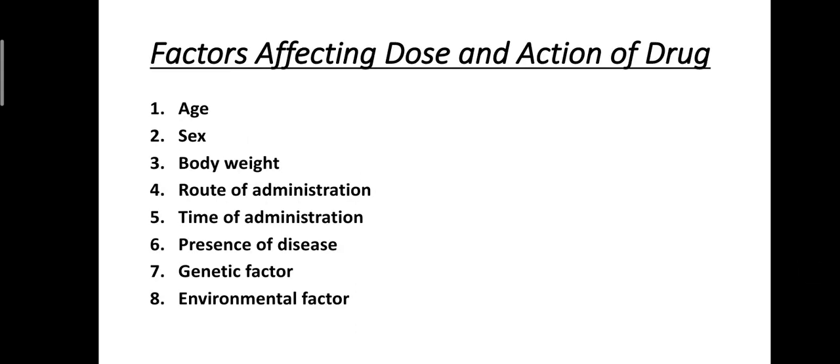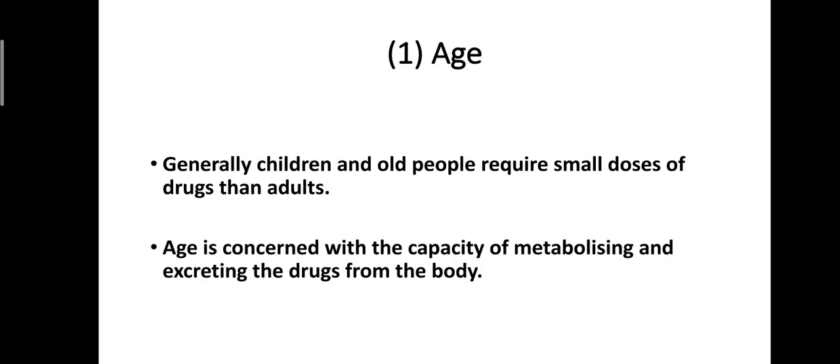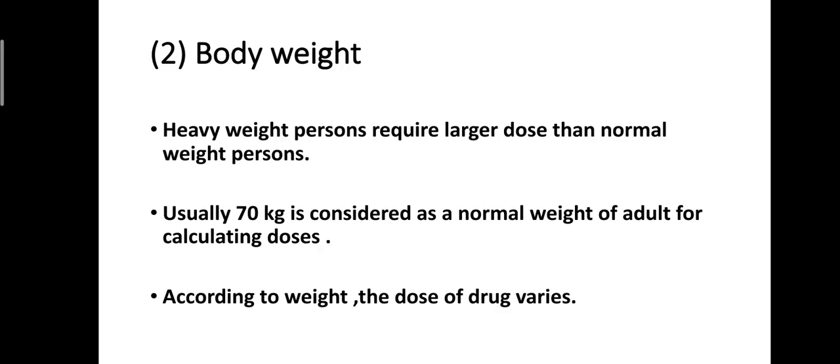Factors. There are 15 factors: age, sex, body weight, route of administration, time of administration, presence of disease, genetic factor, environmental factor, acquired tolerance, idiosyncrasy, rate of elimination, synergism, antagonism, dependence, and tachyphylaxis. In age, children and old patients require small doses while adults require a high dose. Body weight: if your body weight is large, then you require a large dose, and if your body weight is small, then you require a smaller dose.